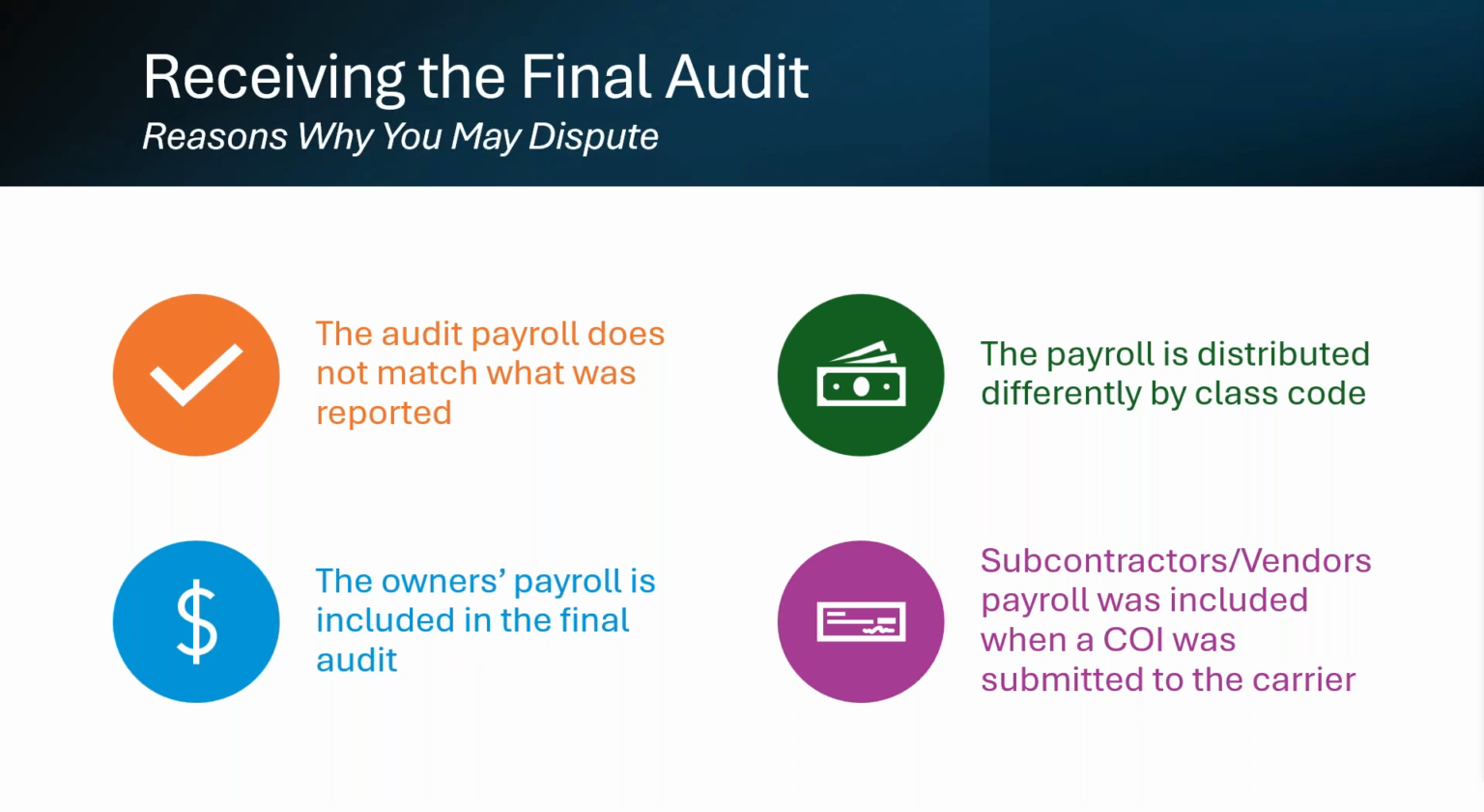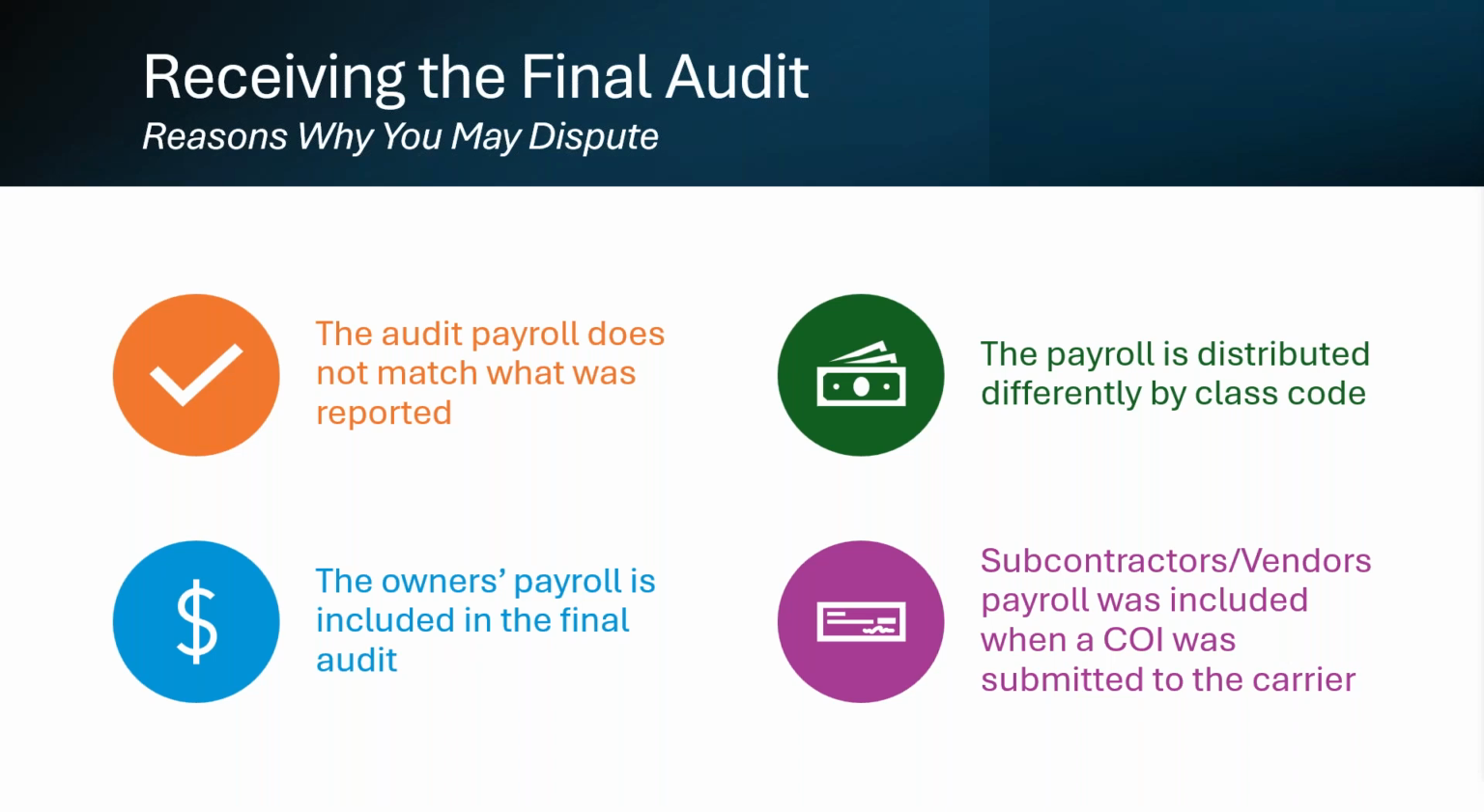On the flip side, though, additional premium may have been due from an error the insured made. And so I want to talk about also things to be aware of as you're managing the insured's policy from inception to their final audit. As I go over some potential reasons why a dispute may occur, I'm going to provide both sides of the situation. So the first one, the audit payroll does not match what was reported.